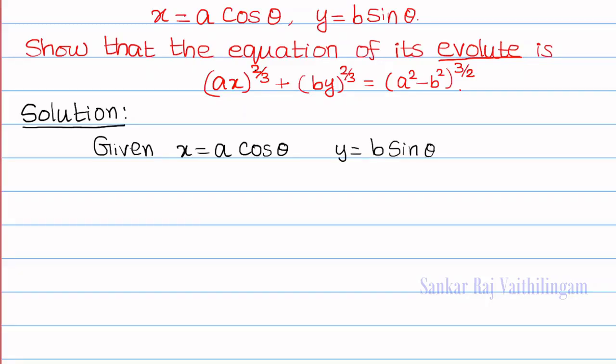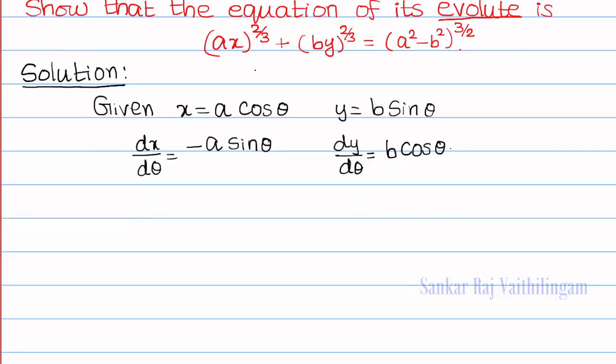Differentiating, dx by d theta, the derivative of cos theta is minus sin theta, so we will have minus a sin theta. And dy by d theta, the derivative of sin theta is cos theta, so we will have b cos theta. Then we need to calculate dy by dx.